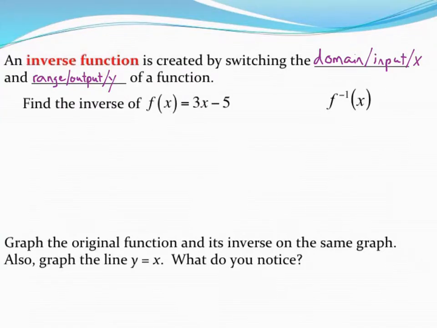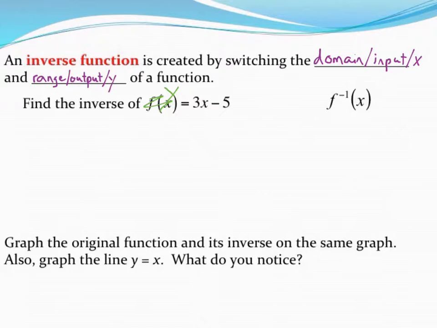In order to find the inverse of a function, we're going to switch the domain and range, or in other words, the x and y in a function. So for example, let's take a look at this function right here. Now, I want to literally just switch x and y, and you may say, well, there's no y in the problem. But remember, f of x is just a fancy way to write the y. So I can rewrite that function as y equals 3x minus 5.